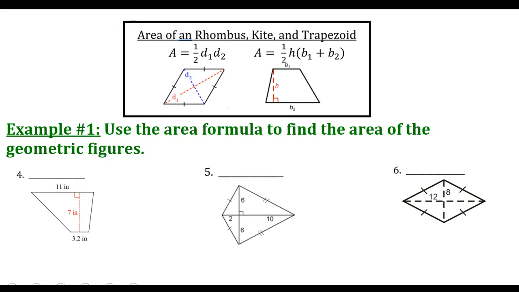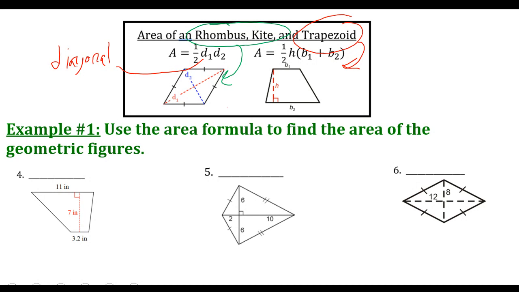Here are 3 more different kinds of shapes or polygons that you will run into. Rhombuses, kites. This will go to this formula. Trapezoids will go to the other one. D stands for diagonal. Right? And so we're going to use diagonal 1 times diagonal 2 and then cut it in half. You could divide by 2 as well, like I mentioned before. So let's do this first one.